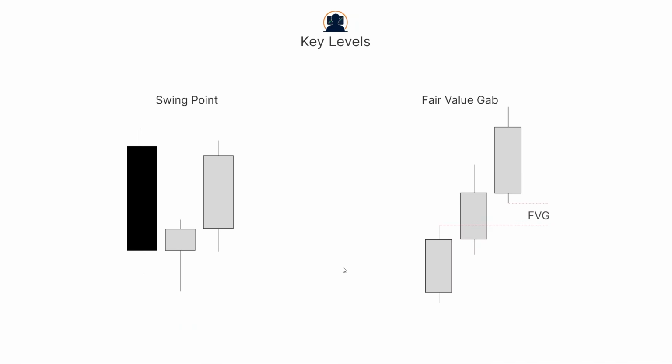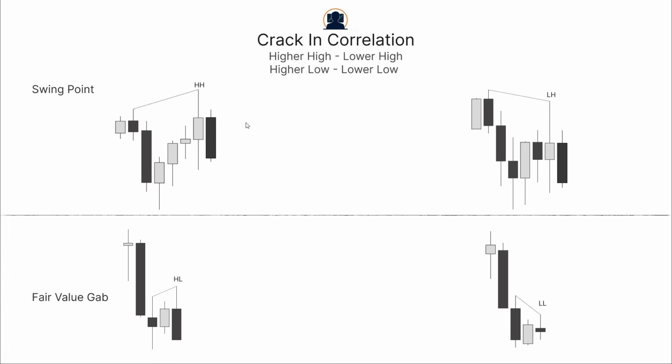And there are only two key levels that we use when it comes to SMT divergence. We use the swing point and the fair value gap. You don't use the order block. We don't use inverse fair value gap and we don't use propulsion blocks or any other key level. We use only the swing point and the fair value gap. You want to see an SMT form from a swing point or from a fair value gap. And this is how it's going to look.